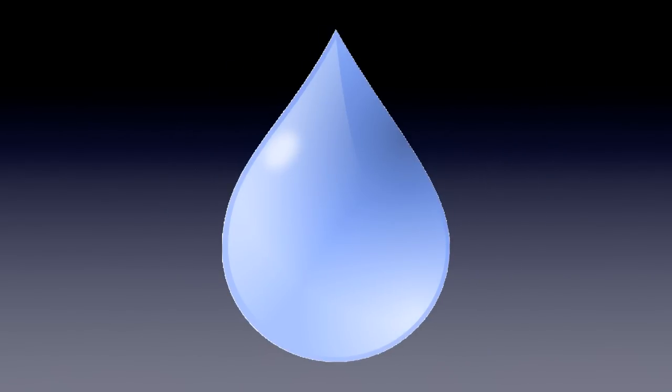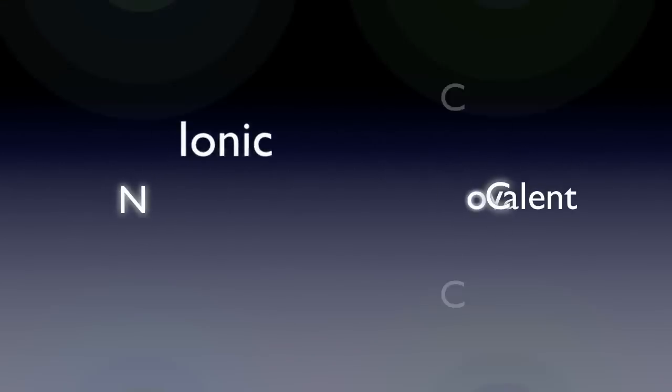But how are the atoms staying together to make the molecule? Why don't they just float away? Atoms are held together using ionic and covalent bonds. Ionic bonds are when an atom gives an electron to another atom.